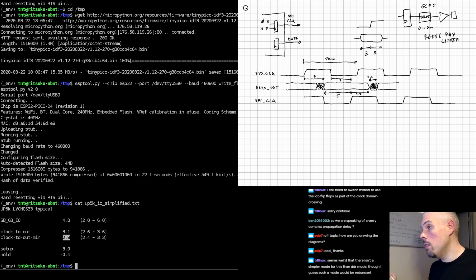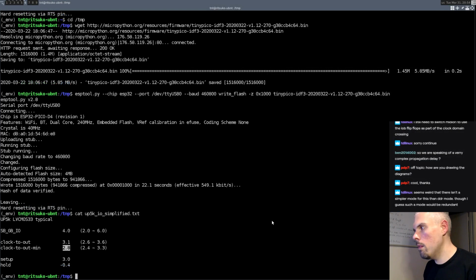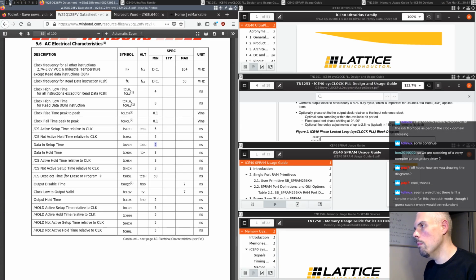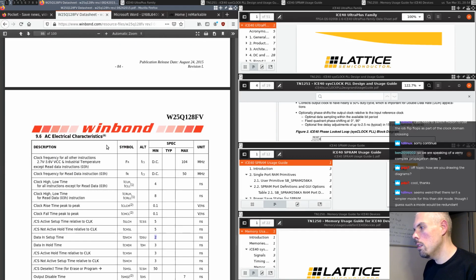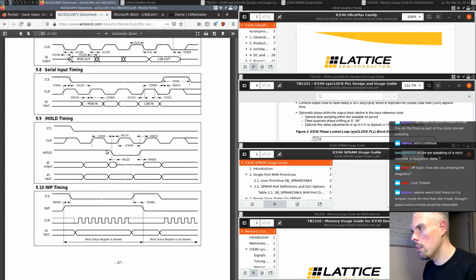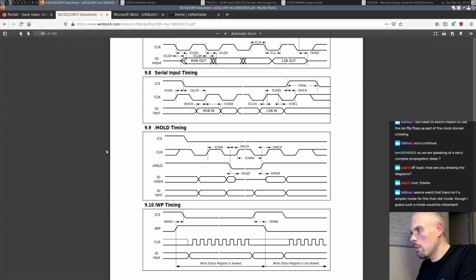Yeah, so that was the output data, which is the very simple case. Now we have to worry about input. And let me tell you, input is way more annoying. So let's look first at what we have from an input standpoint. Let's look at the data sheet of the chip. So this one is slightly more clear. I can actually put it full screen again.